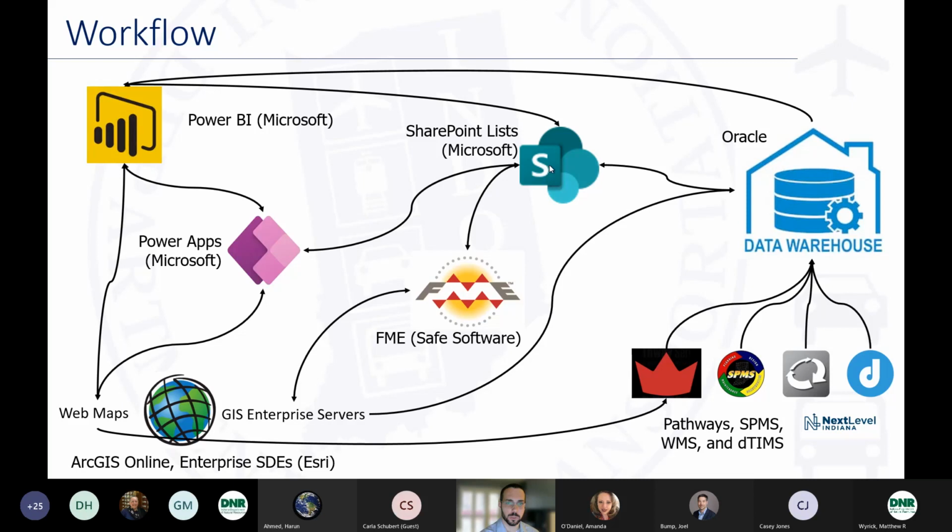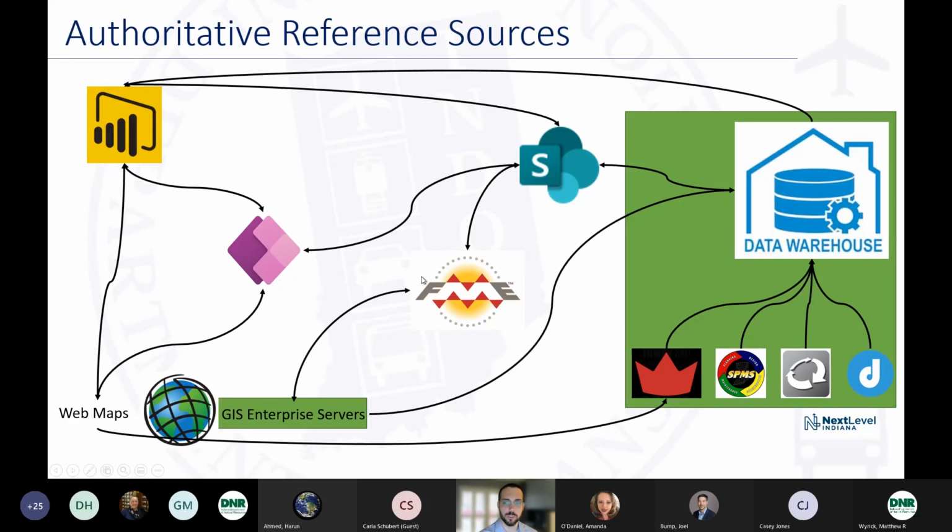And then our data itself is actually getting stored in the SharePoint list, and then we're using FME to manipulate data, and then we're using ArcGIS Online as well as ArcMap and SDEs for the enterprise servers to manipulate the data. And then we're using PowerApps as an interface, and then Power BI for analysis. So should we run through that?